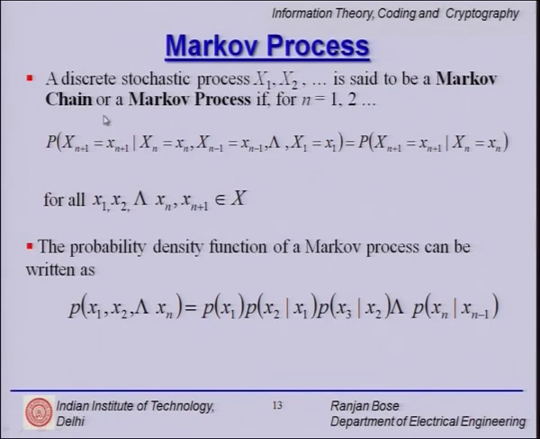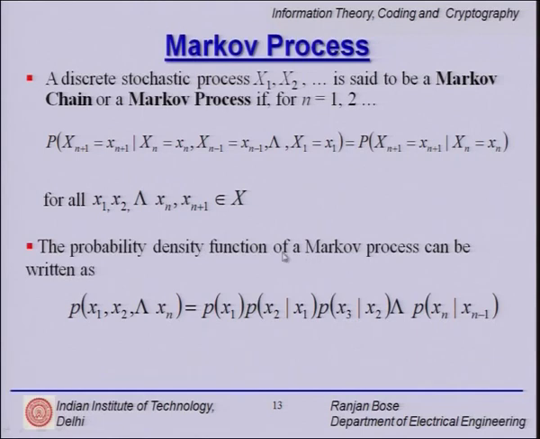Okay. Now, we go a little bit further and we define what a Markov process or a Markov chain is. A discrete stochastic process X1, X2, ..., which can go up to infinity, is said to be a Markov chain or a Markov process if for n equal to 1, 2, ..., the conditional probability P(Xn+1 = xn+1 given all the previous ones) is nothing but the conditional probability P(Xn+1 = xn+1 given Xn). That is, it just depends on the previous sample, for all x1, x2, ..., up to xn.